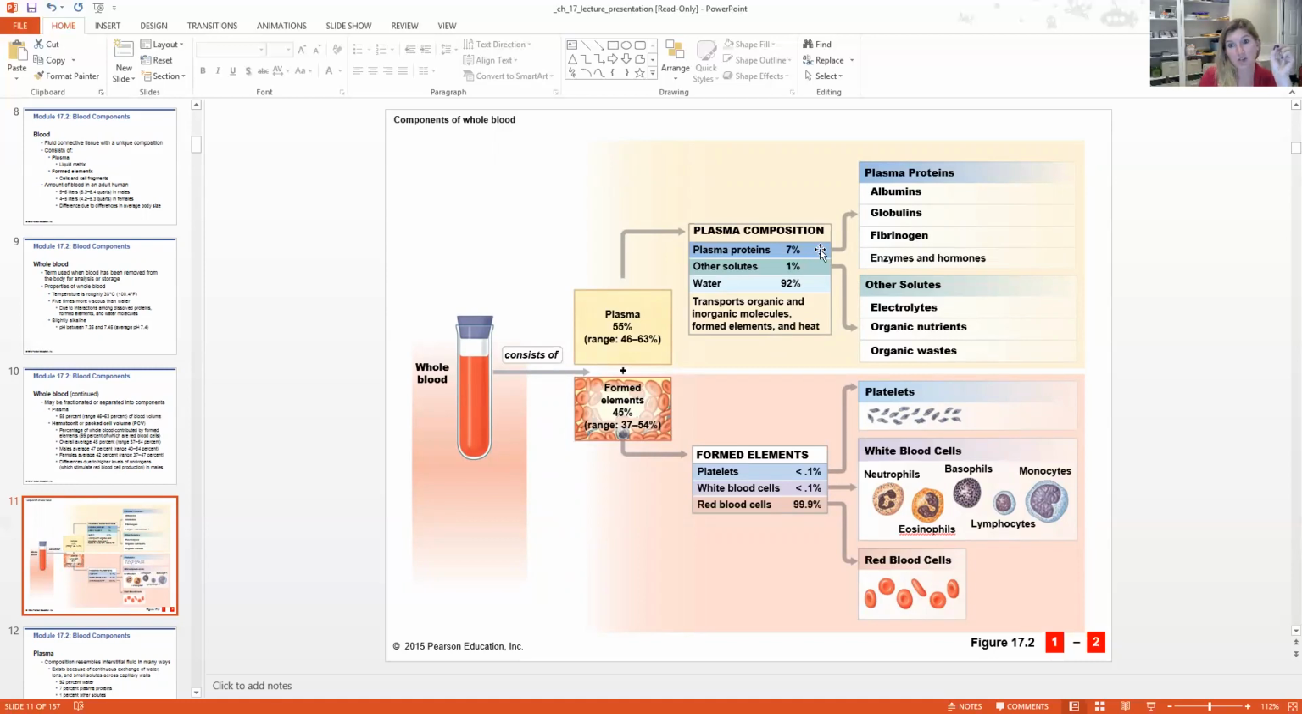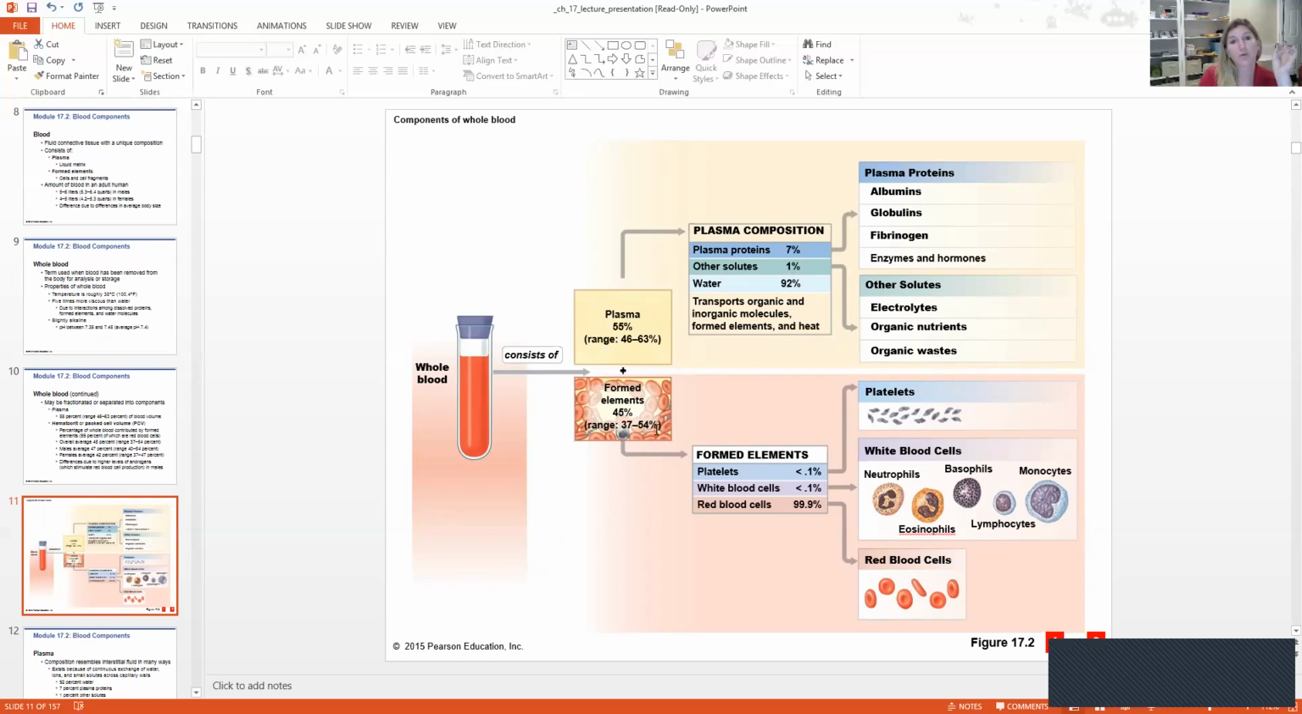Those plasma proteins are mostly made in the liver. These are things like albumins, globulins, fibrinogen, which is a clotting protein or clotting factor. There's also enzymes and hormones that are grouped into that category because they are plasma proteins as well. Other solutes include things like sodium, potassium, chloride, magnesium, right? All of those ions. Other organic nutrients like glucose and other organic waste products, maybe like urea or lactic acid. So all of those substances are dissolved in the fluid portion of your blood that is mostly water.